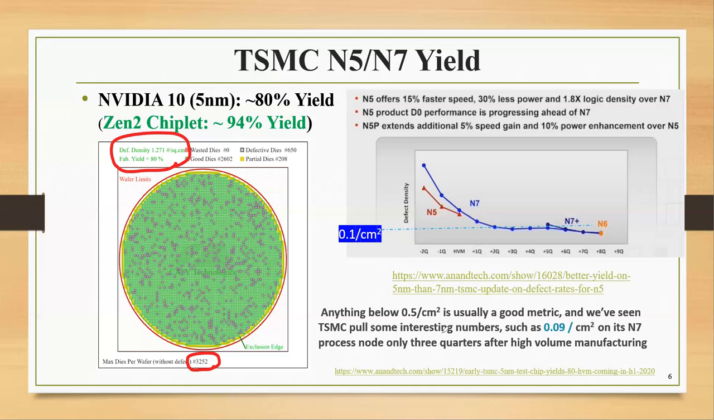And as the process goes on, you can imagine the defect number should go up. But in reality, it does not. A good factory will make that number lower. And TSMC put some interesting numbers: N7 is like 0.09. I put 0.1 here, right?